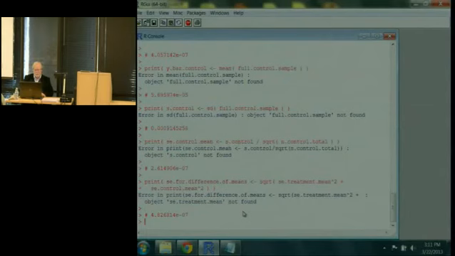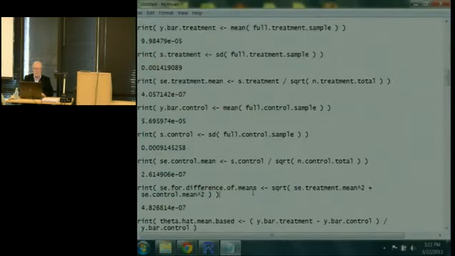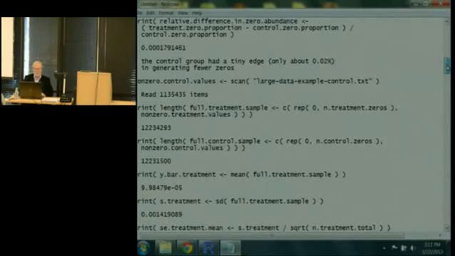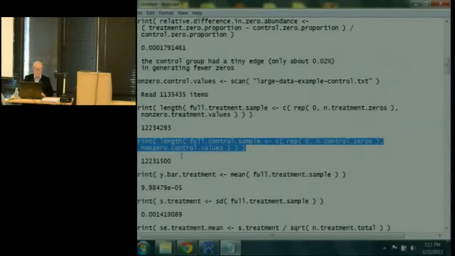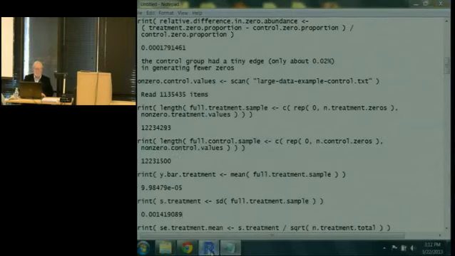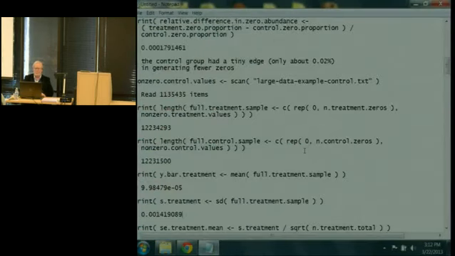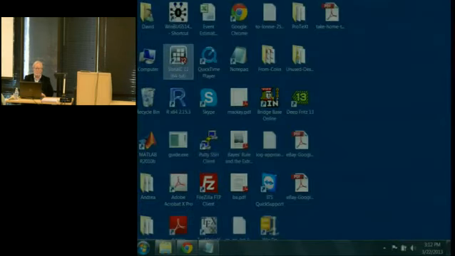Oops. Did I forget to read in something? Oh, full control sample. I never read it in. That's interesting. Tell you what. I've been talking too much. Let me kill this off and start again. Lose track of where I am.